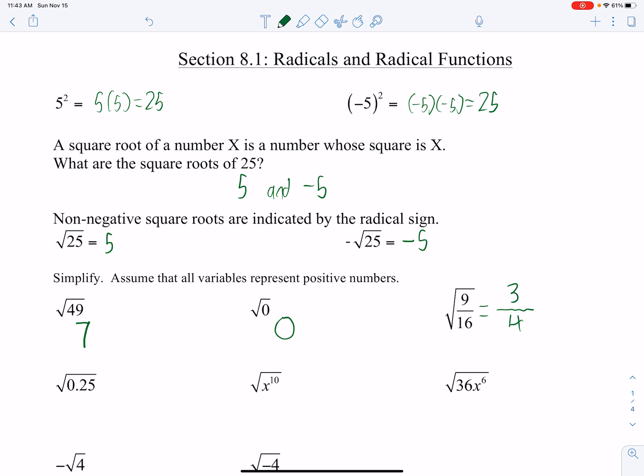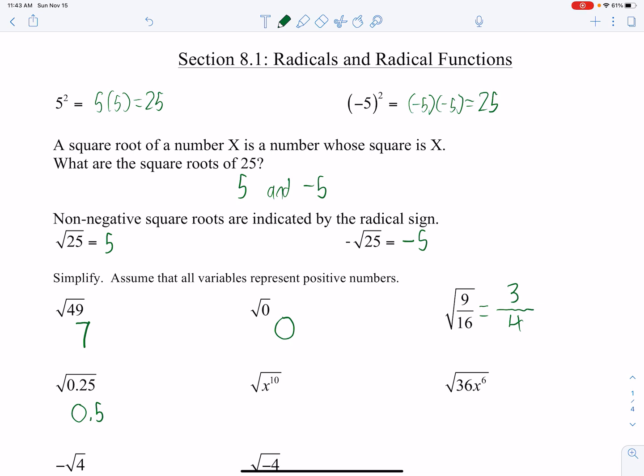Now, when you've got decimals, I often will use calculators when I'm dealing with square roots of decimals just because they're so tricky, and I tend to make mistakes with decimals when I try to work it out in my head. So the square root of 0.25, if you work that out on the calculator, is going to be 0.5.